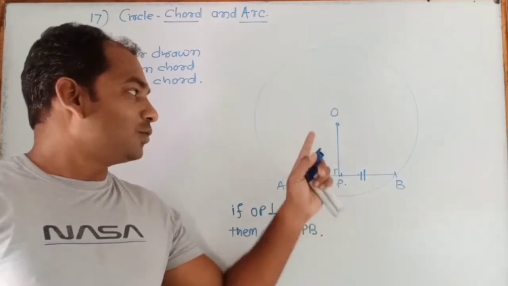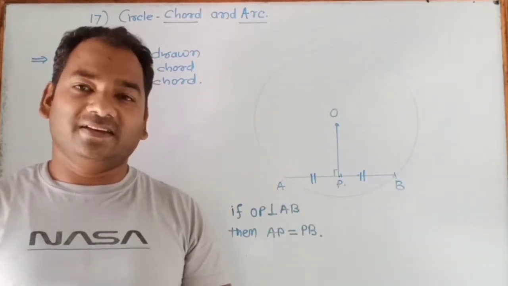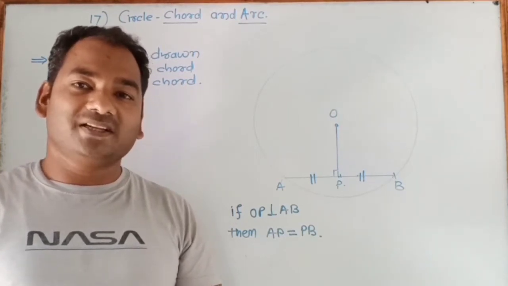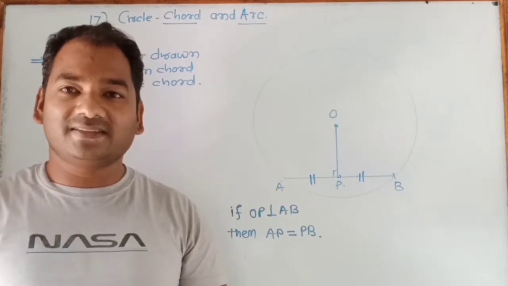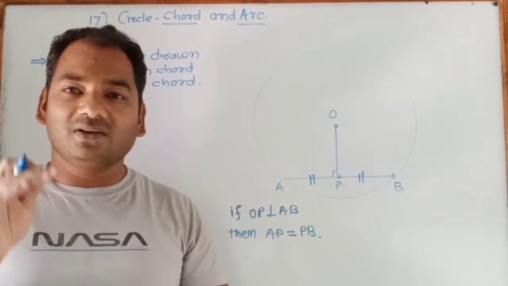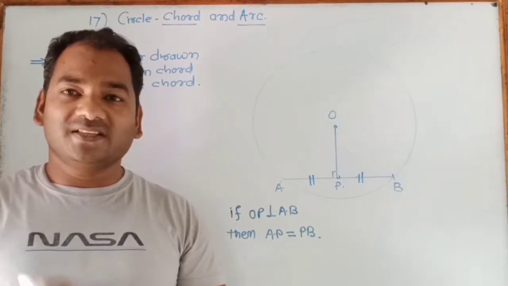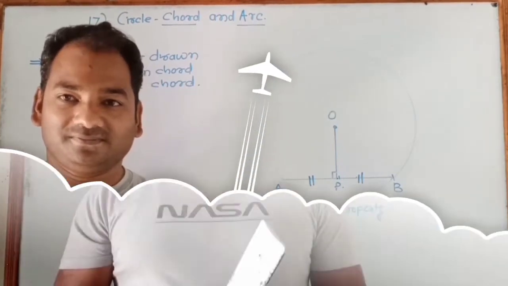Remember, the proof of this property we have to do in the next standard, that is in 9th standard. Till then, you have to remember this property. I will repeat this property. What is the property? If a perpendicular is drawn on a chord from the center of circle, it bisects the chord.